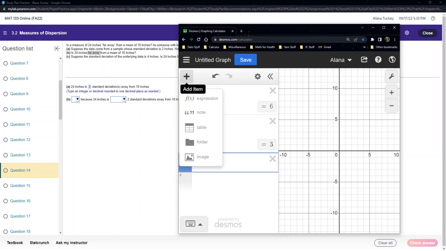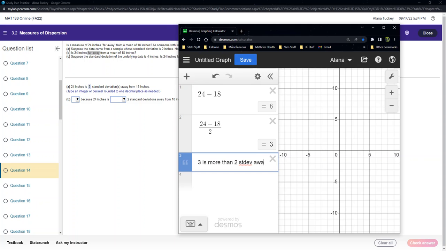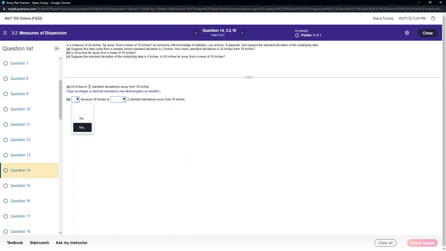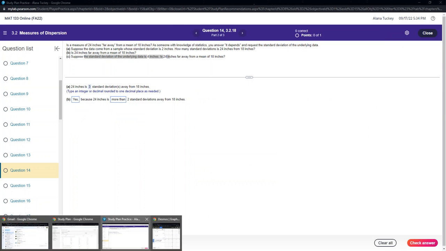So let me type that. So 3 is more than 2 standard deviations away from the mean, right? Or from 18, I guess. It didn't tell us 18 was mean. Oh, it did say it was mean. Never mind. Okay, so the answer is yes, that would be unusual because it's more than 2 standard deviations away from the mean. Okay, now suppose the standard deviation underlying the data is 4 inches. Now would that be unusual?